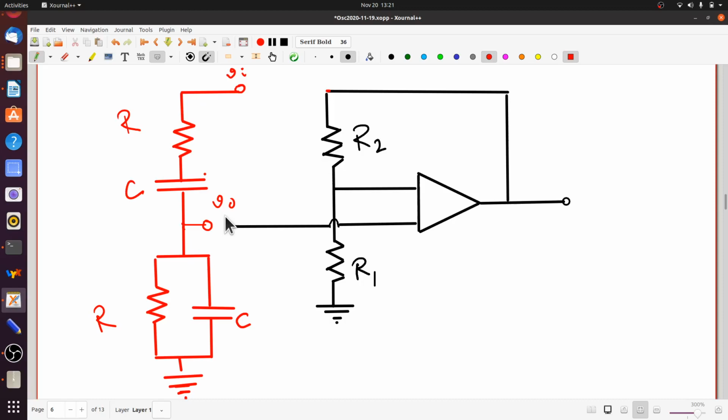Remember, we needed for an oscillation this condition that beta A must be equal to 1. That is, the gain of the amplifier times the feedback fraction should be a positive real quantity. In this case, the gain of the amplifier is a positive quantity, 1 plus R2 by R1. If you can manage to ensure that there is zero phase shift between the output of the amplifier and the feedback part, then you are going to be able to satisfy at least part of the Barkhausen criterion, that beta A is real. So let's just go to the maths quickly.